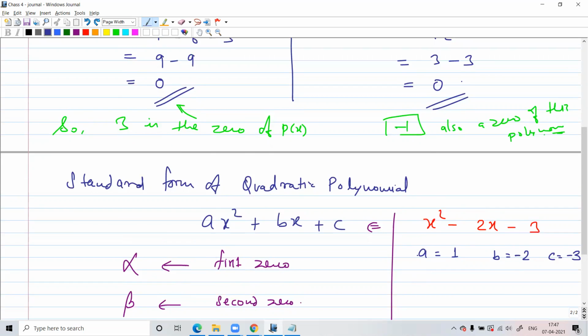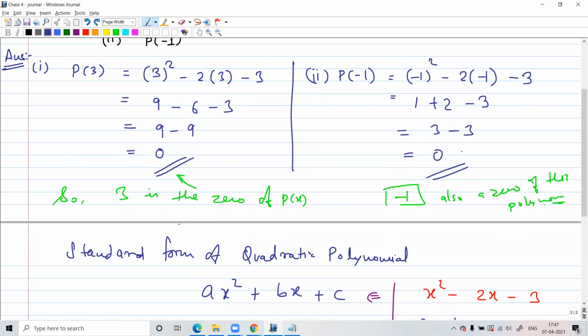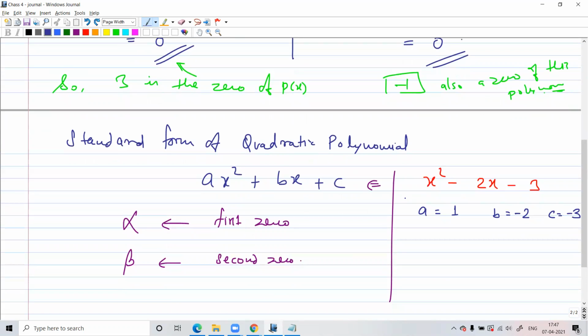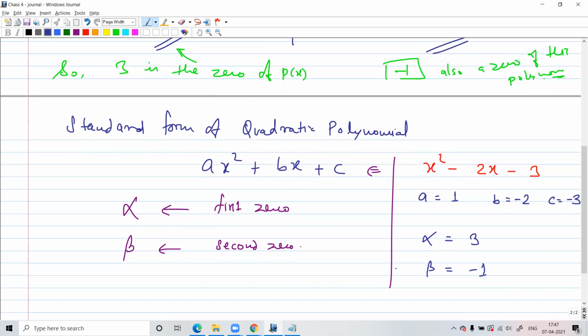Now we already found the 2 zeros of this previous polynomial. 3 was one of the zeros, -1 was another zero. So there is no rule that alpha has to be 3 or -1. You can call anyone as alpha, anyone as beta. So let me call alpha equal to 3 and beta equal to -1. Does it make sense now? Alpha and beta are the zeros, which means for this polynomial, alpha can be 3, beta can be -1. A, B, and C are the coefficients.